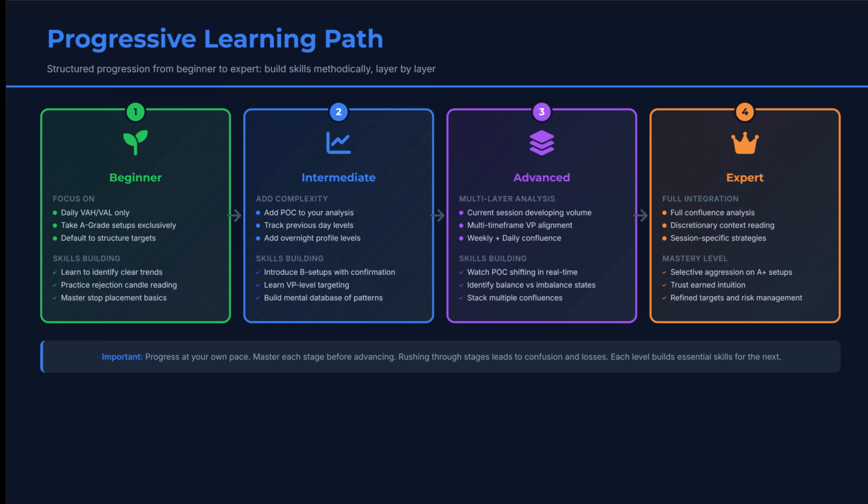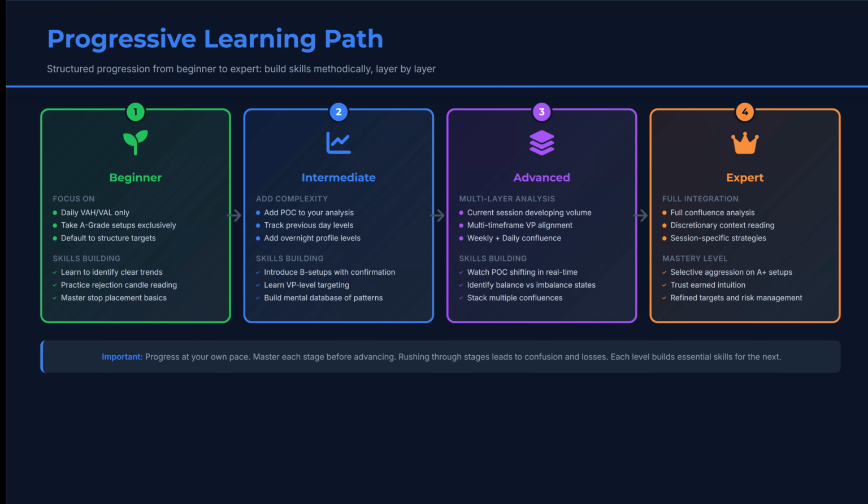Bottom line, this is not a linear path. You may move forward, plateau, and even regress temporarily during drawdowns. That's normal. The key is systematic skill building.